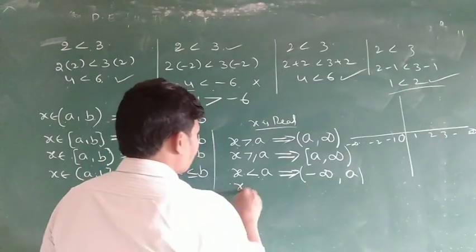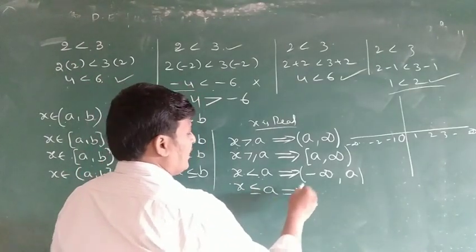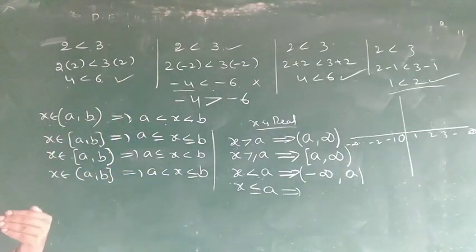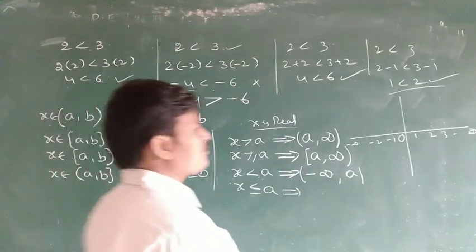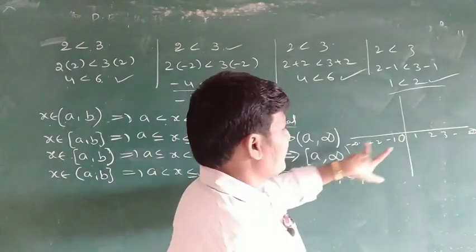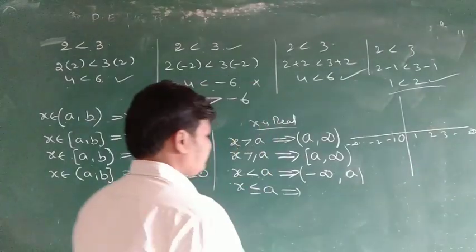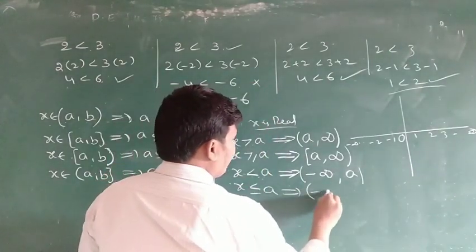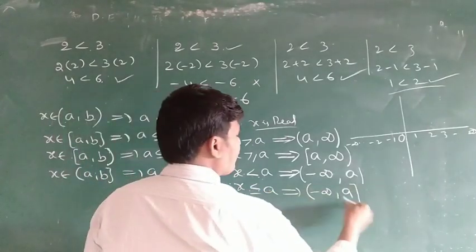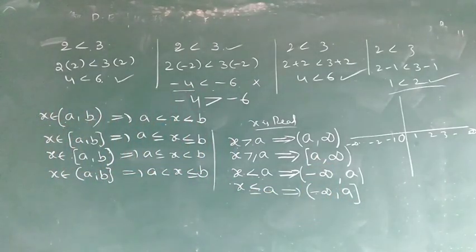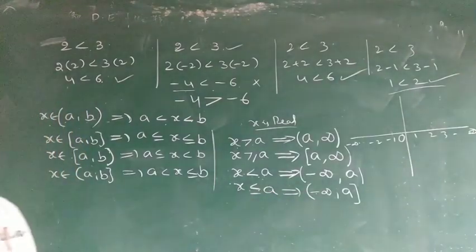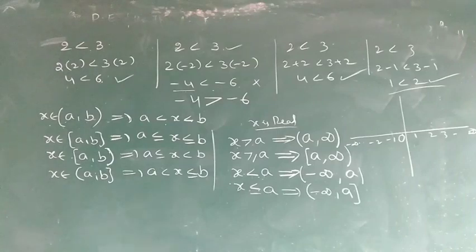Okay. x less than or equal to A means A and below. A and below means what? For example, 1 and below means minus infinity to 1. So minus infinity to A with less than or equal to means closed interval at A. Minus infinity and plus infinity are always open interval.